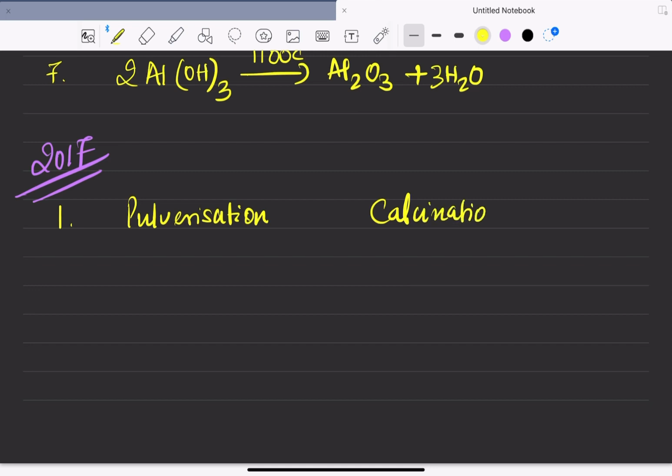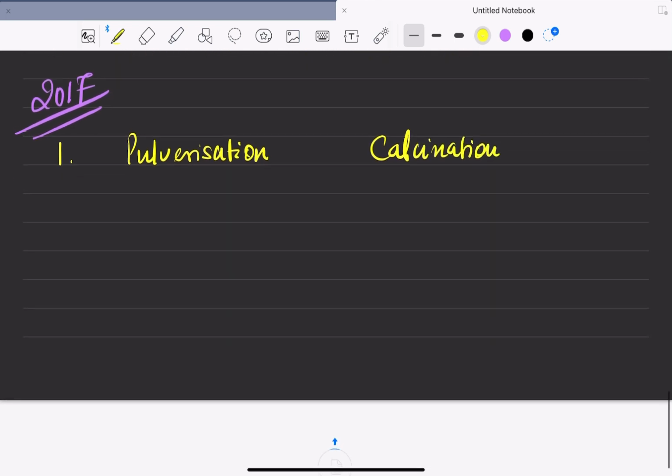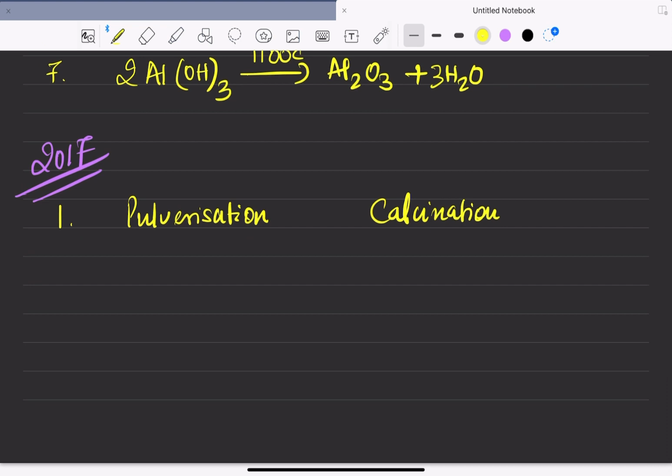So all these we discussed last time. It is something which we have already completed. So we are continuing 2017. Number 2 question now. Name the following: an alloy of lead and tin that is used in electrical circuit.